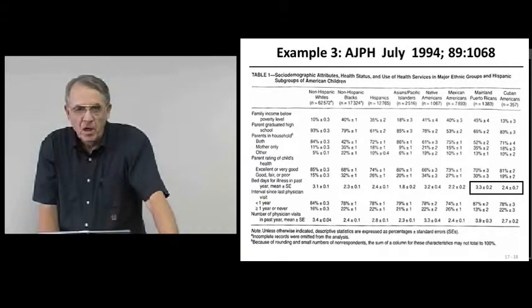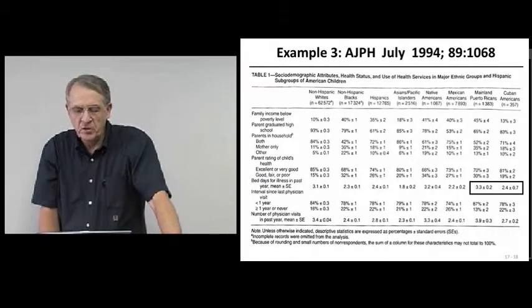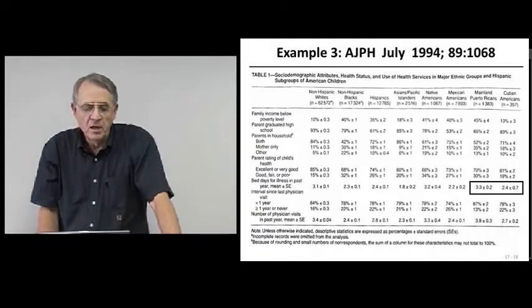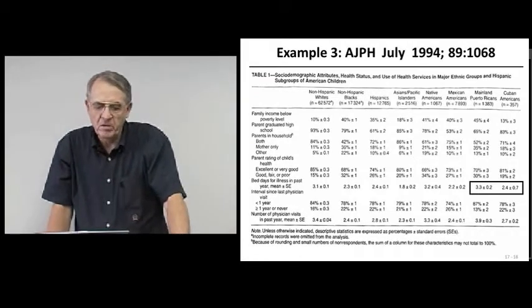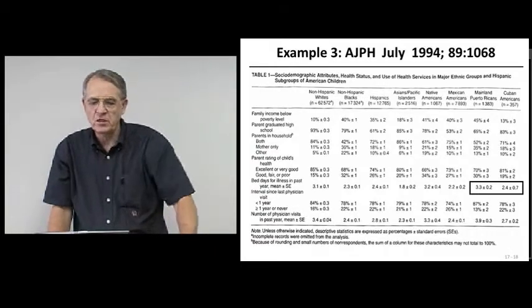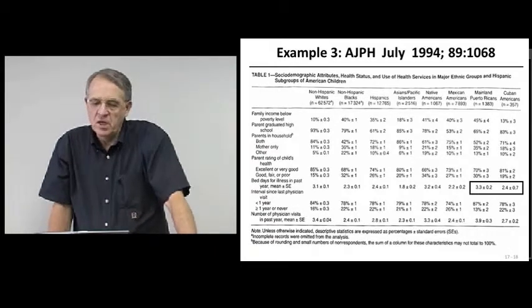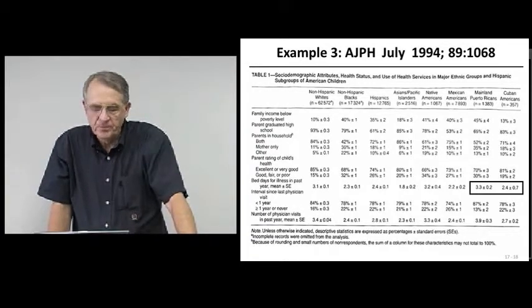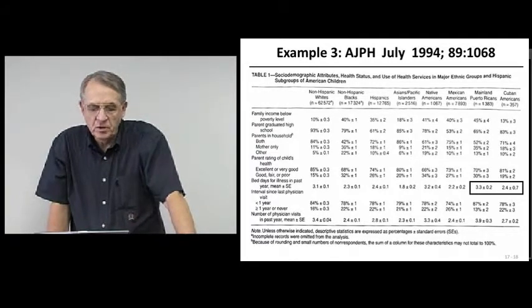And now I have another example that is useful for us to spend some time on. This is another table out of the American Journal of Public Health. It looks at socio-demographic attributes, health status, and use of health services for some different major ethnic groups. And this relates to children.